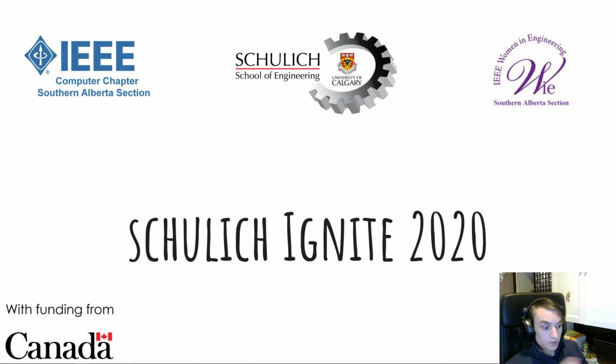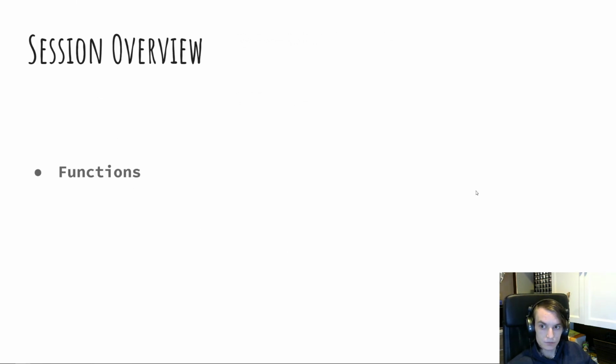But aside from that, we're going to get started on today's content. So this is, for clarity, the Saturday section of Session 6 of the Schulich Ignite program. And we are going to get started on today's presentation. So today we're pretty much only going to be talking about one thing, and that's functions.